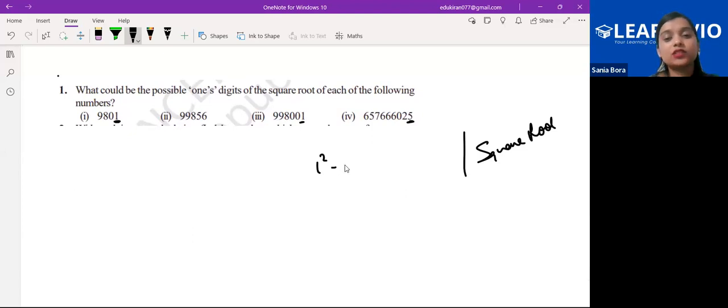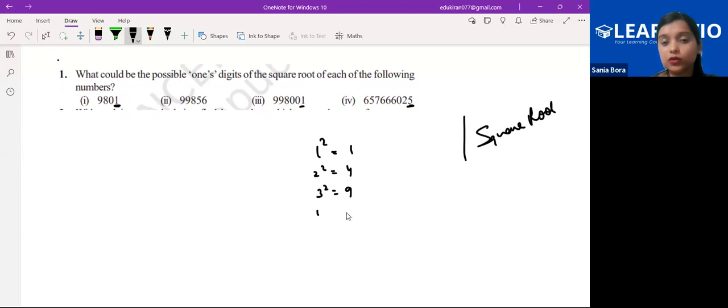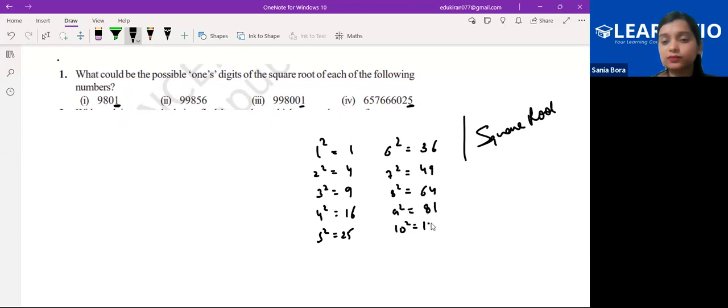Okay. So, students, I'm just making a table here. 2 square is 4. 3 square is 9. 4 square is 16. 5 square is 25. 6 square is 36. 7 square is 49. 8 square is 64. 9 square is 81. And 10 square is 100.